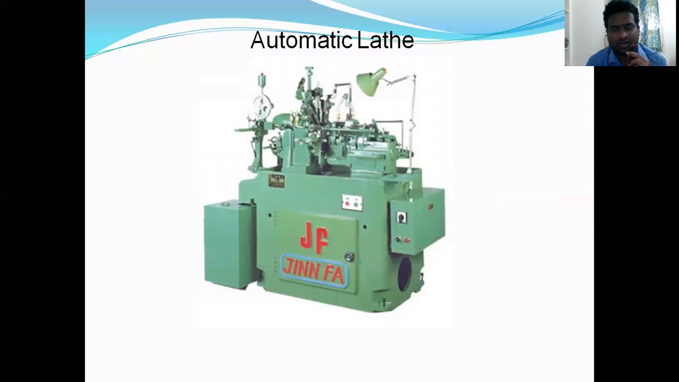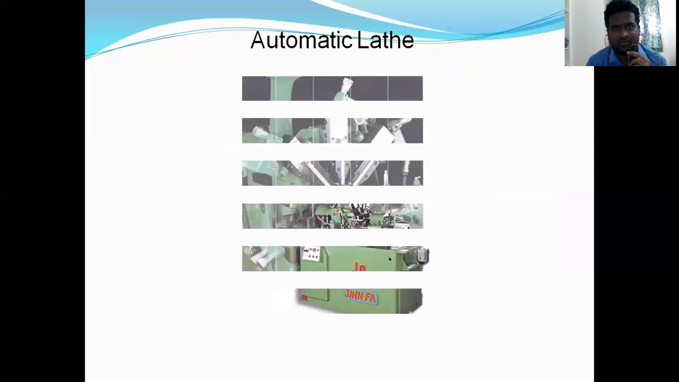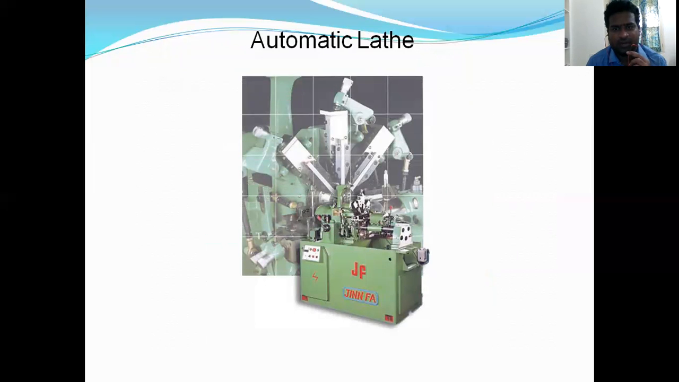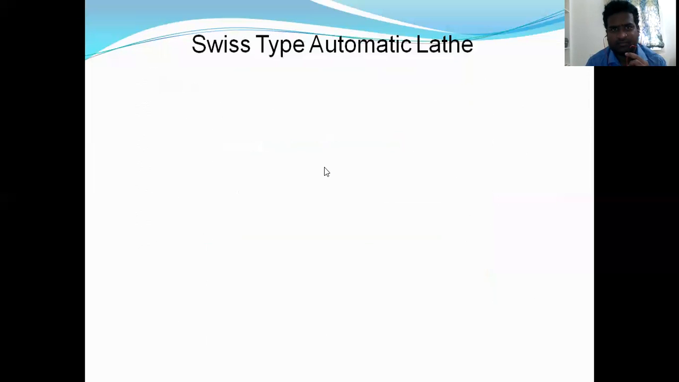And this is also an automatic lathe, as we have observed. So here you can observe this. We can call it a multi-spindle tool magazine. With this tool magazine, we are fixing a number of tools. With this, we can do the operations at a time.